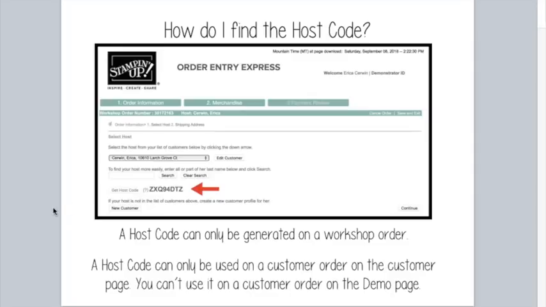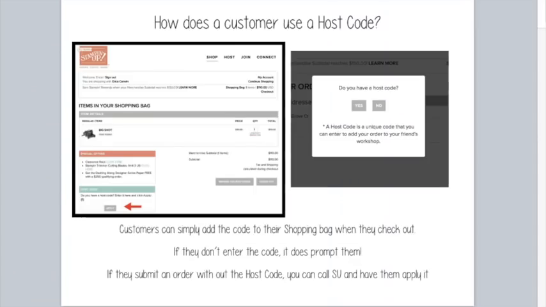Now, a host code can only be used on a customer order on the customer page. You can't use a host code on a demonstrator order, and if you're putting in an order for a customer on the demonstrator page, once you've logged in, under the workshop order, you can't use a host code there either. I'm going to talk to you about that a little bit in a little while. But just remember, a host code, once it's generated on the demonstrator side, can only be used over on the customer side as a customer order.